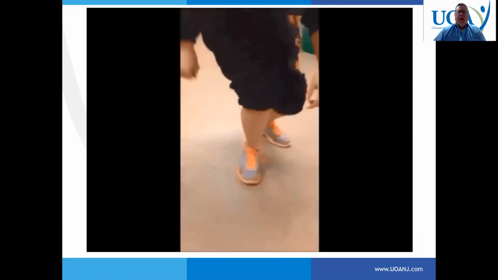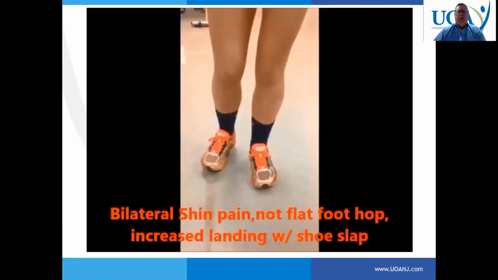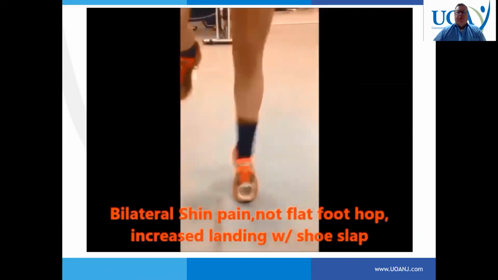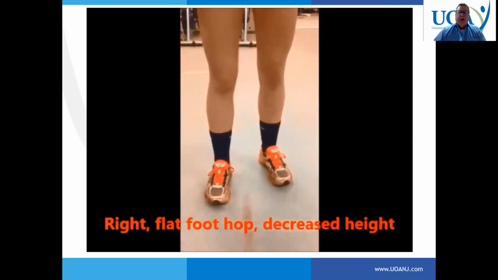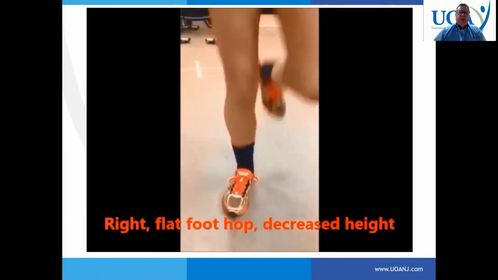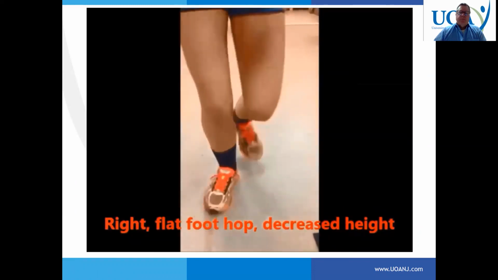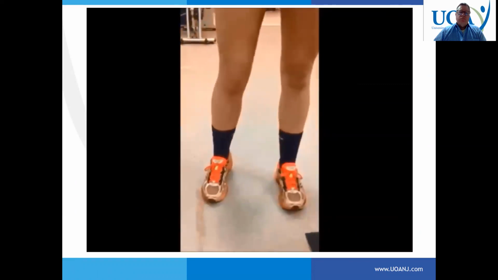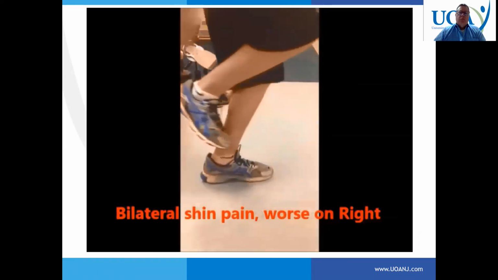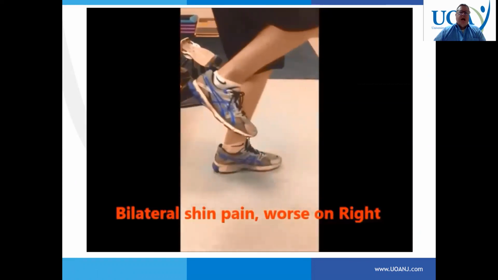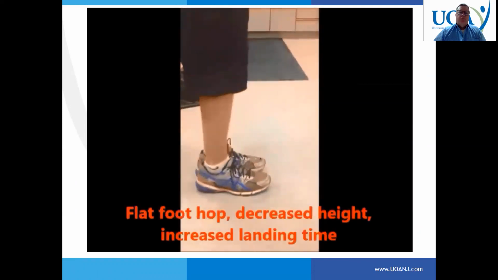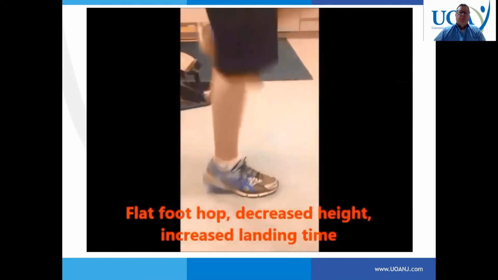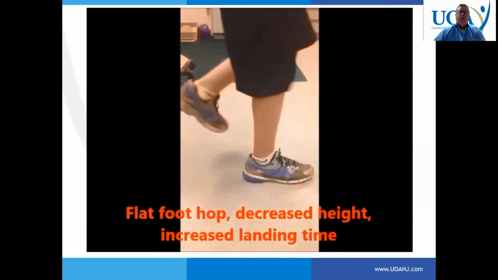So you have decreased height, increased landing, and increased pain. Look for the flat foot hop. The foot slap is kind of easy to recognize. Decreased height and drifting. Increased time in between their ability to jump. They're apprehensive in wanting to do that jump.